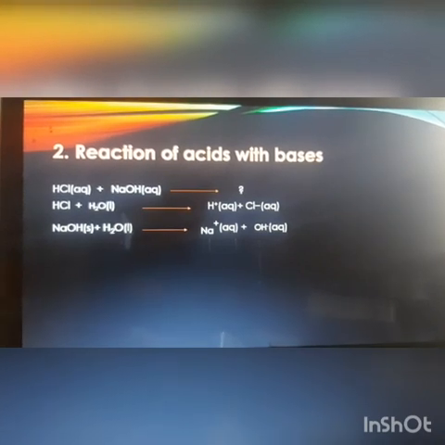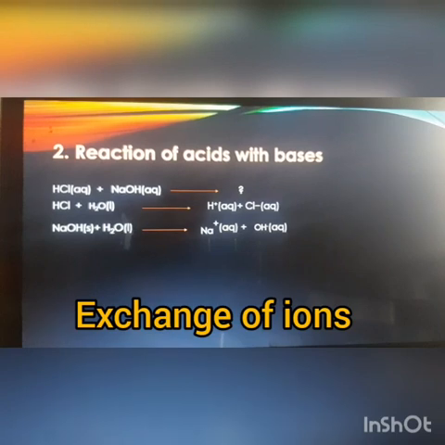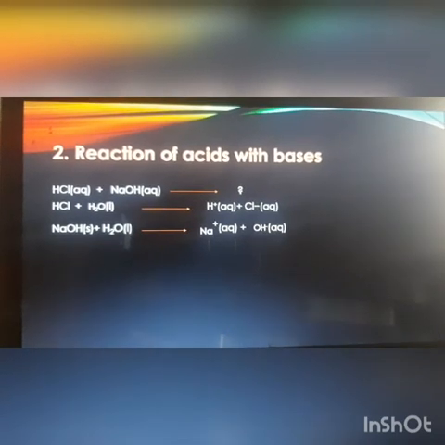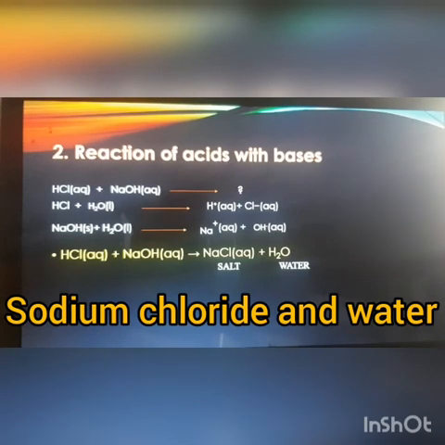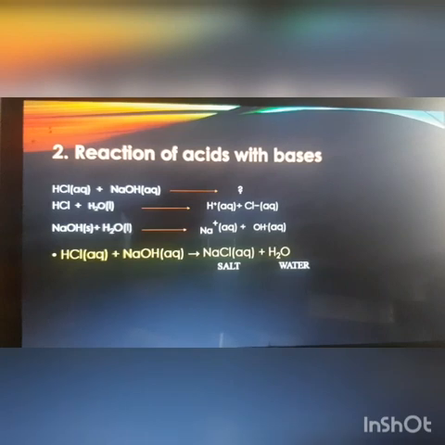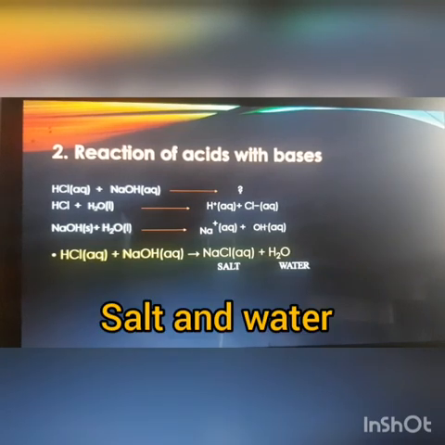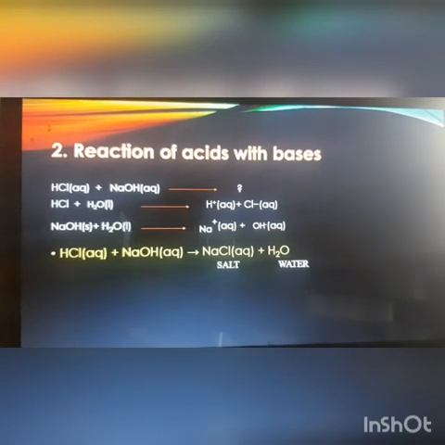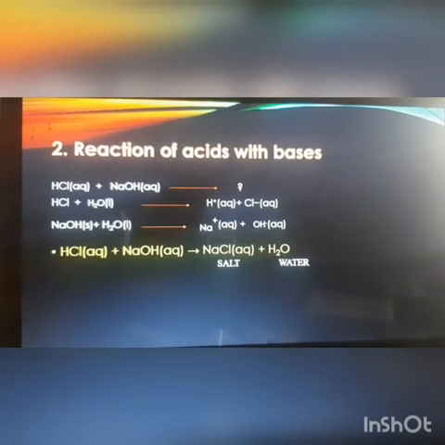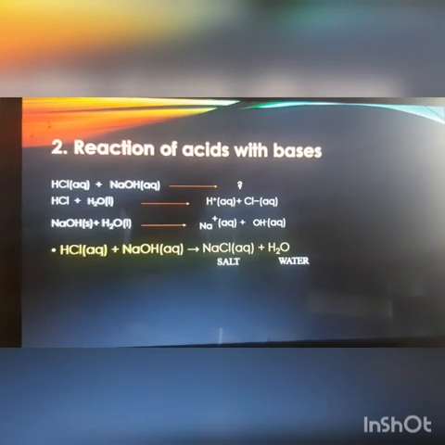Now what happens, students? There will be an exchange of ions. The sodium ion goes to the chloride ion and H plus goes to the hydroxide ion. The result is that NaCl forms, and H and OH combine to form water. So it results in the formation of salt and water. So students, when an acid reacts with a base, it always results in the formation of salt and water. Sodium chloride is a salt and H2O is water.